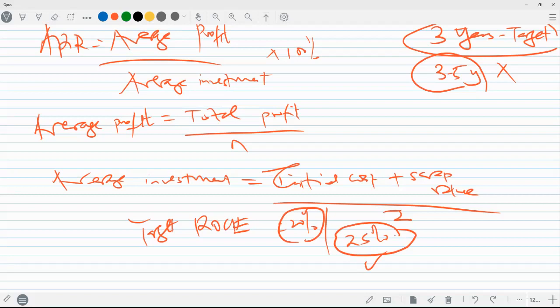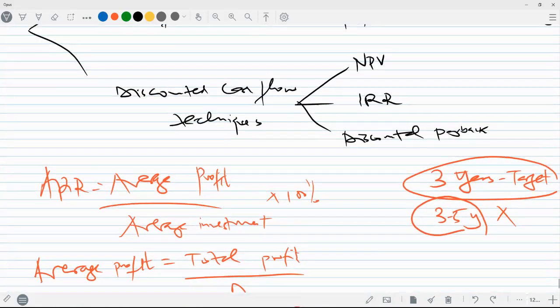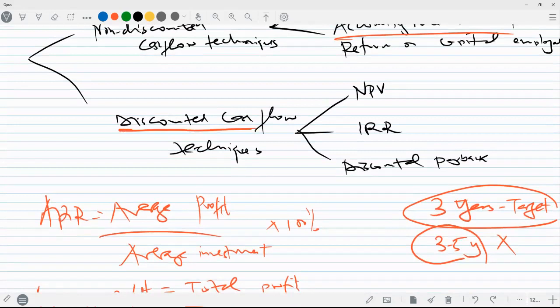Okay, that's on the use of the non-discounted cash flow techniques. In the case of the use of discounted cash flow techniques, the first thing we need to do is discount the cash flows back to year zero. So we need to get the cash flows in present value terms. You get the present value cash flow in all these methods here.